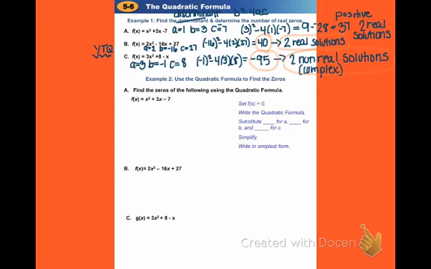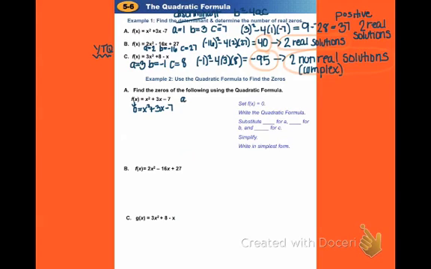Okay, so let's go ahead and take a look at the entire quadratic formula and use it to solve some quadratic equations. So example A says find the zeros of the following using the quadratic formula. The first step is to set f of x equal to 0. We know that anytime we want to find the zeros, we're going to put in 0 for f of x, and then we have to first identify the a, the b, and the c.